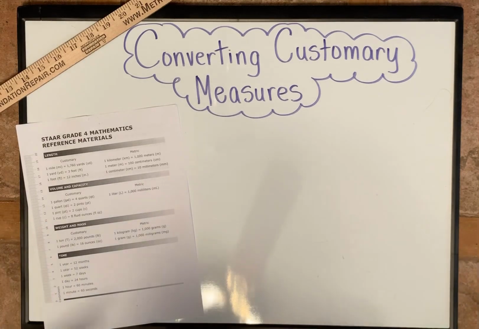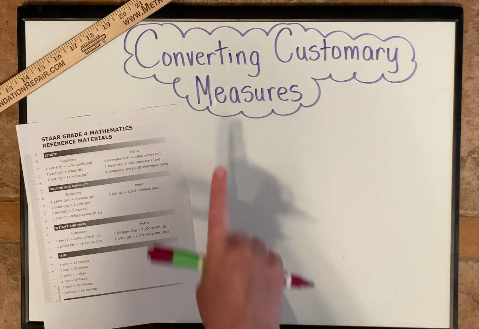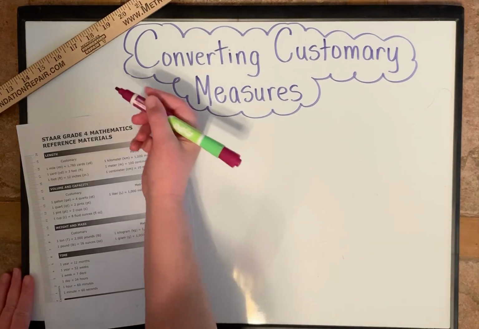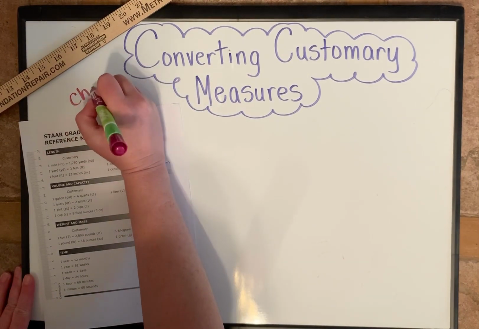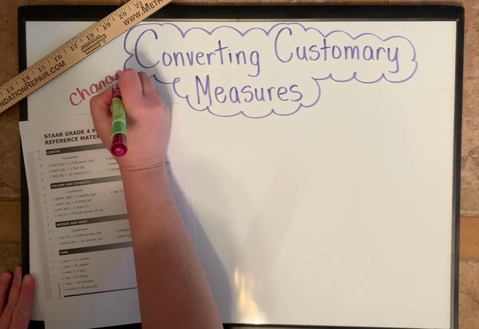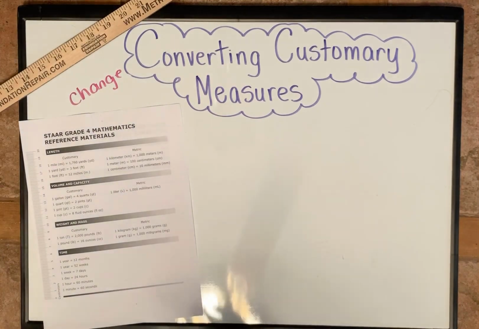So let's review how we convert measures. So remember the word convert. Convert literally means to change. So when we convert a measure from one to another, we're just changing it. We're not changing the amount. We're just changing the measurement. It's still equivalent. So let's get started.